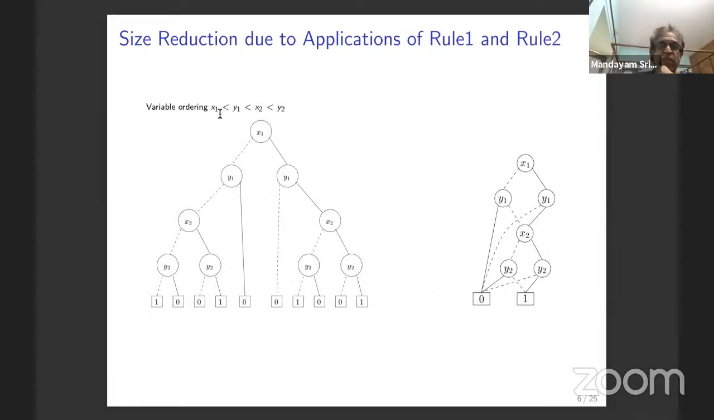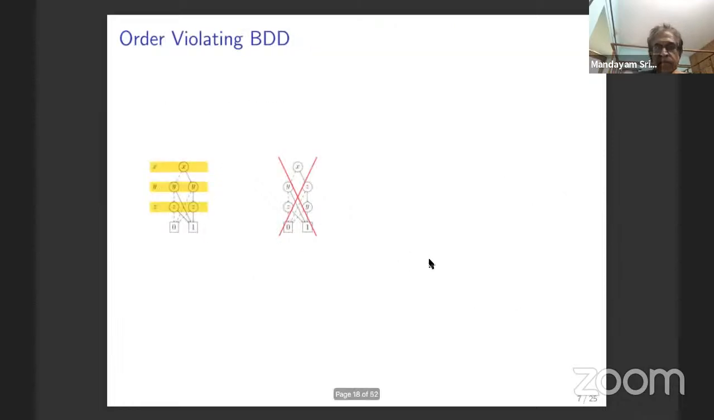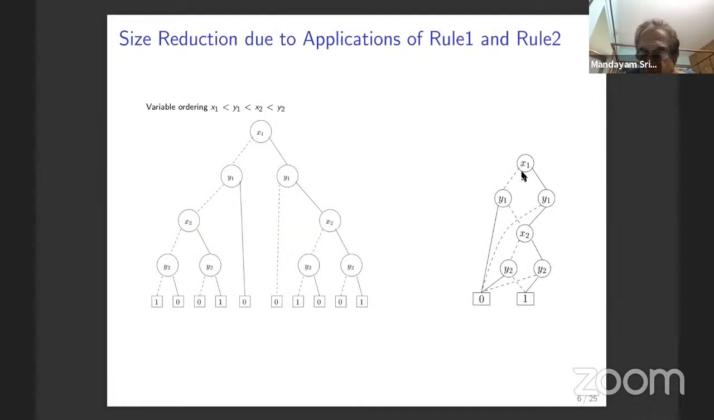In this case, we're using the variable ordering x1 less than y1 less than x2 less than y2. As a result of this merging, that is also preserved, okay? Obviously, because you are directing the edges in the same way. So as you can see, on every path that goes from the root to the leaf, the variables appear in the same order as the chosen variable ordering.